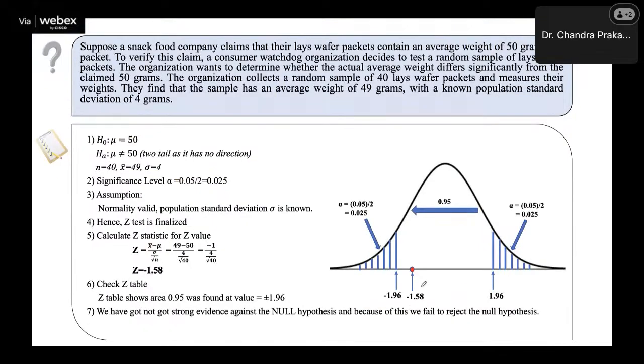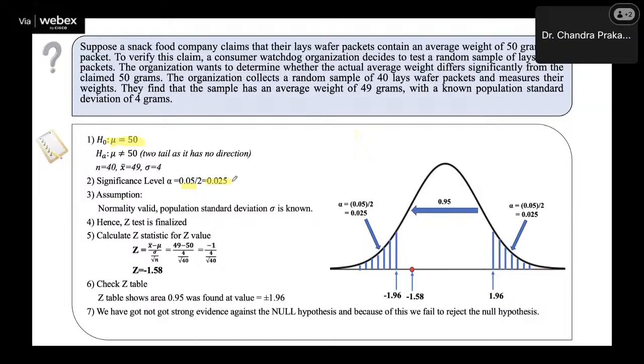Now, let me consider another problem. Suppose a snack food company claims that their Lay's wafer packet contains an average weight, as I was telling you earlier, of 50 gram per packet, right? So my null hypothesis is that every packet has 50 gram. My alternate hypothesis is not equal to 50 gram, right? So it can be two-tailed, over here and that side. And again, my significance level is 5%, so we consider the alpha value as 0.05, and for both tails it will be divided, so it is 0.025, right.